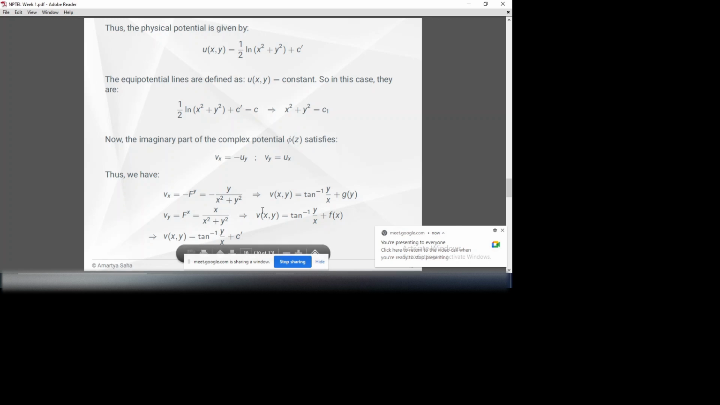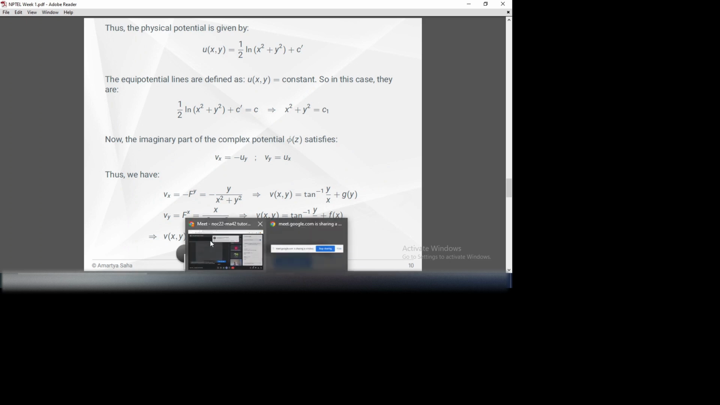Integrating out x and y gives us tan inverse of y by x. I hope, please don't be intimidated by these integrations, because as I said, just treat one variable as constant and do the integration with respect to the other, and that will lead to results.